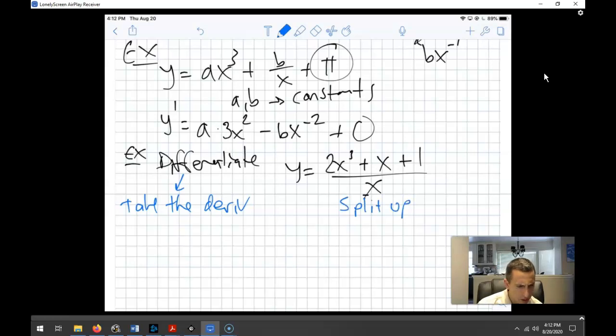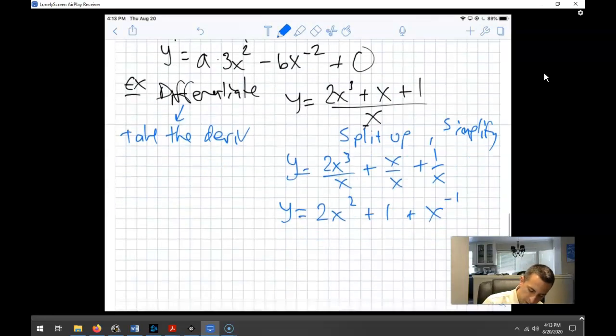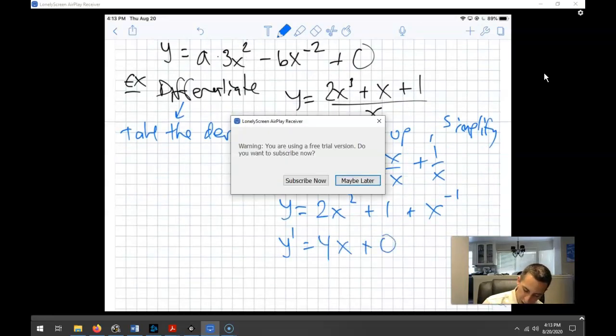All right, so split this up and just say, I could write this as 2x cubed over x plus x over x plus 1 over x. So basically what I'm doing is I'm simplifying before I actually try and do any derivatives. Now, actually I'll take this one step further. So I'll write that as 2x squared plus 1 plus x to the minus 1. And then your derivative is very straightforward. It's just 4x, derivative of any constant 0, and then minus x to the minus 2.